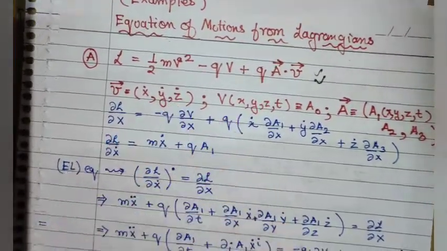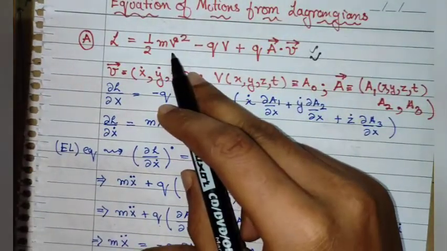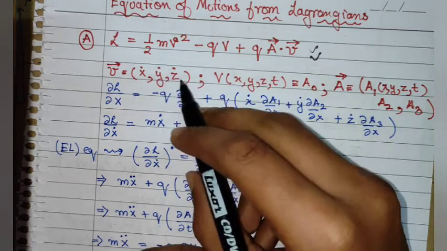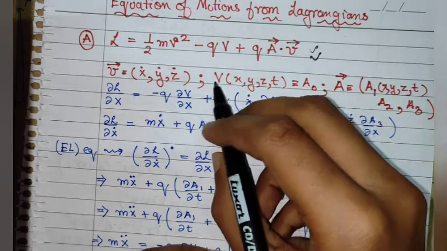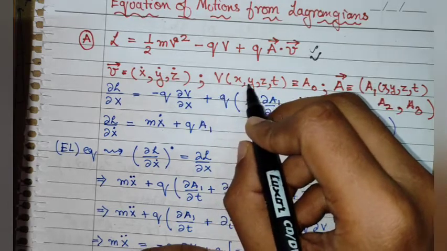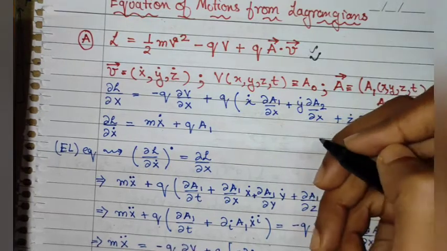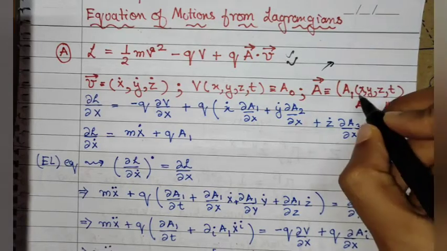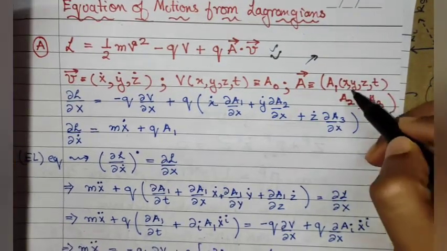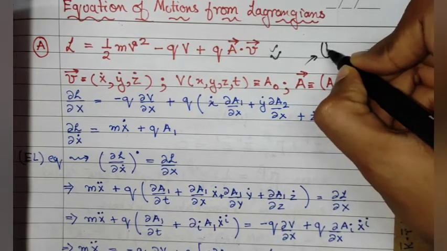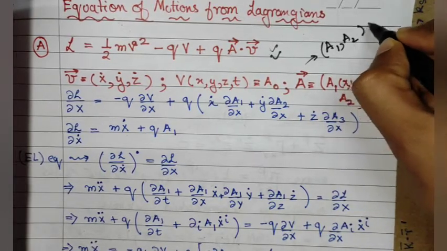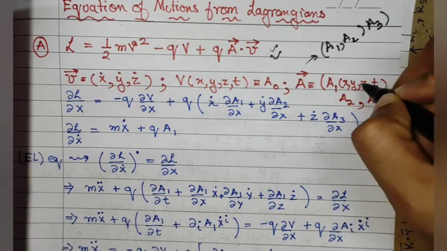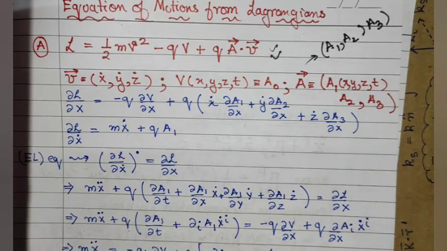So let's start. In the case of the first Lagrangian, we have the velocity as the time derivative of the position coordinates, and V is the potential. It is a function of the positions as well as the time. And A is the vector potential, and it is again a function of each of the coordinates. So A is of the form A1, A2 and A3, and each of the A's is a function of x, the positions, as well as the time component.